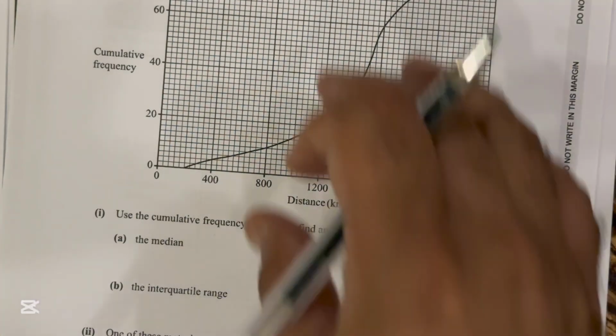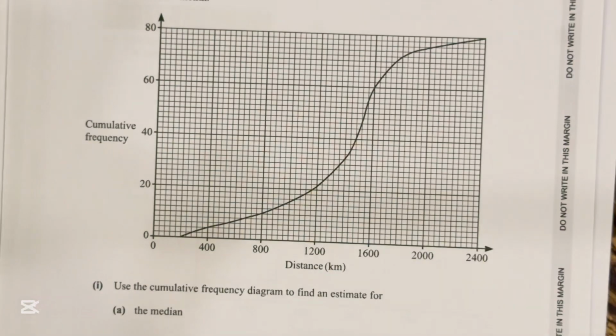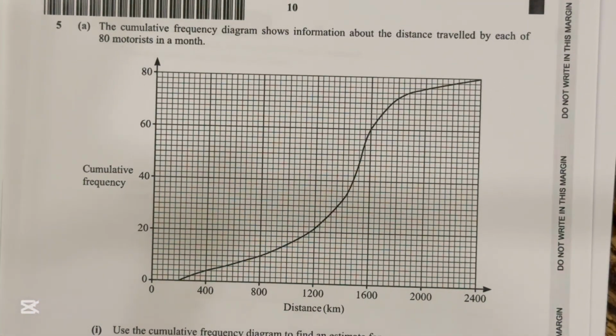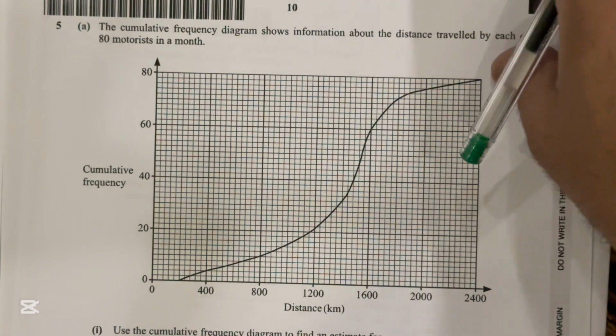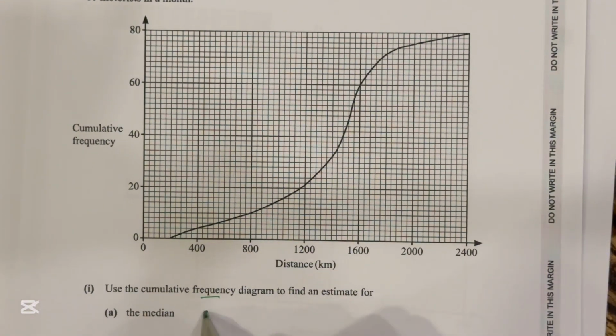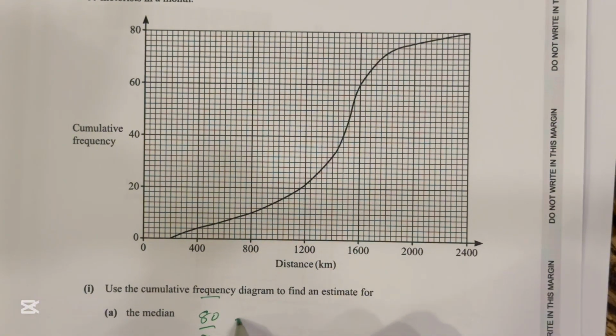Moving to question number 5. Question number 5 is from the topic of statistics. The cumulative frequency diagram shows the information about the distance traveled by each of 80 motorists in a month. Okay, cumulative frequency is given. So part 1 is use the cumulative frequency to find an estimate for the median. We know that cumulative frequency is 80, so 80 divided by 2 is equal to 40.